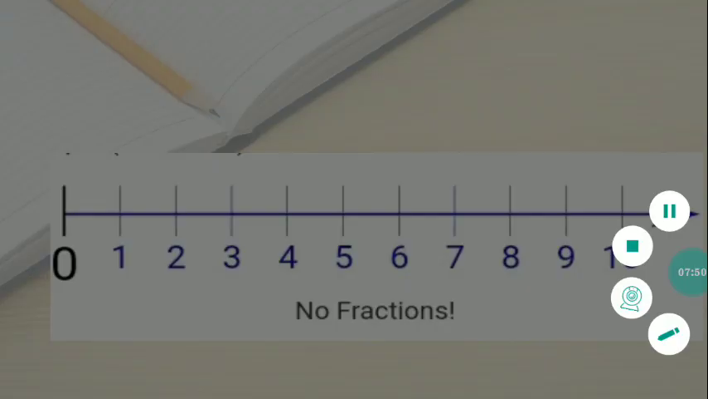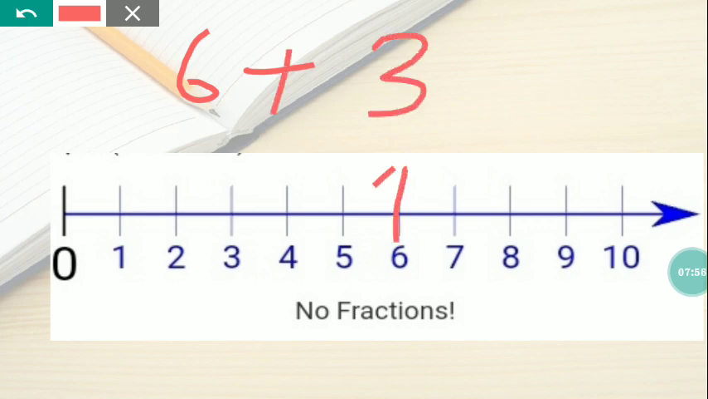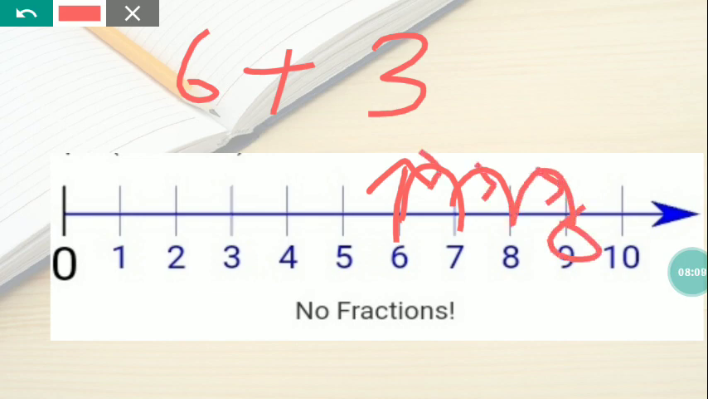Okay, some more examples. Suppose we want to add 6 plus 3. So where is 6? That is 6, and we start from 6. As we want to add 3 to 6, we move 3 steps to the right side of 6. 1, 2, 3. So you will get 9.